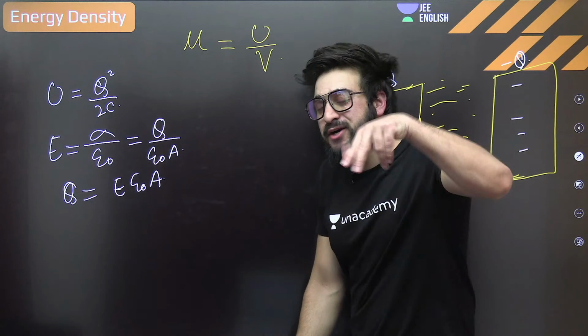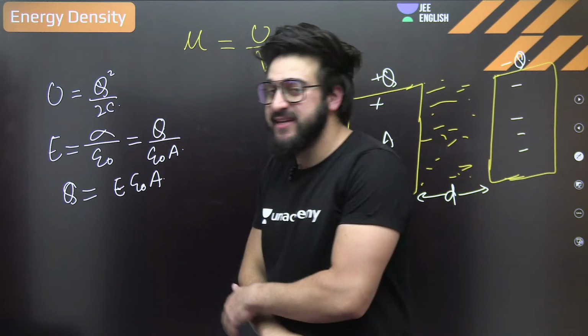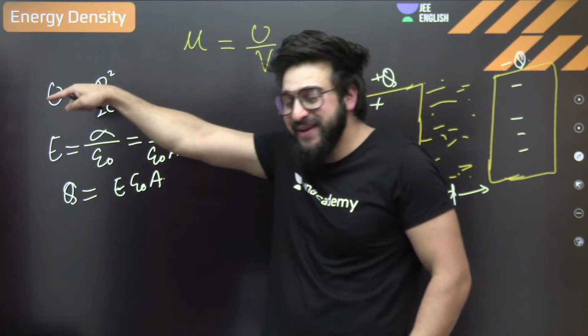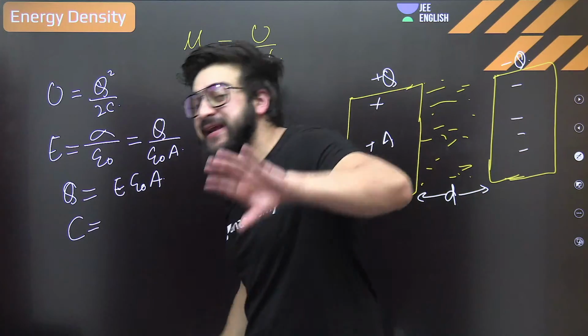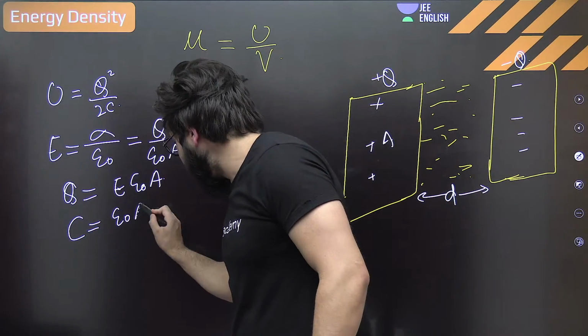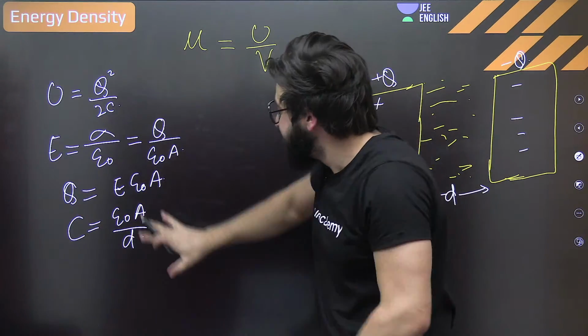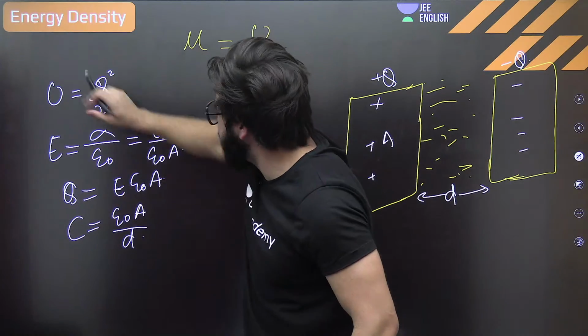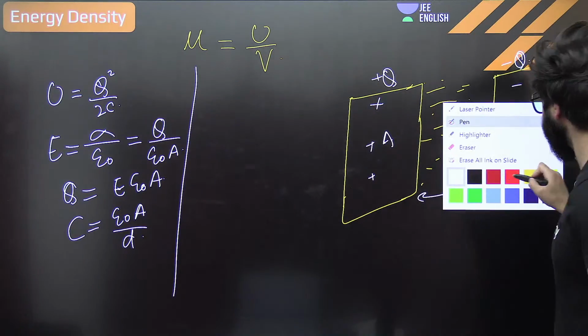Now the second point is, how can we find the capacitance in the case of a parallel plate capacitor? I told you a few minutes back and previously also. In a parallel plate capacitor, the capacitance is nothing but epsilon naught A by D. Understand? It depends upon these things. So we got these things. Now can you put it over here? 100%.